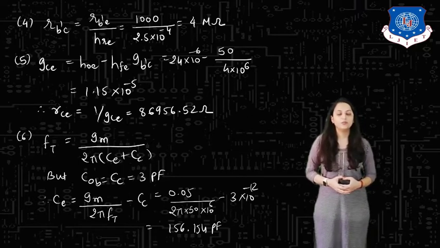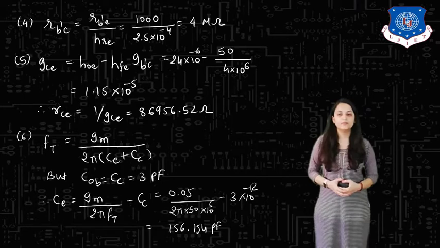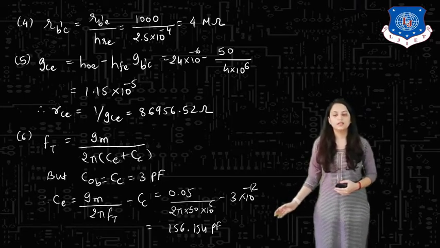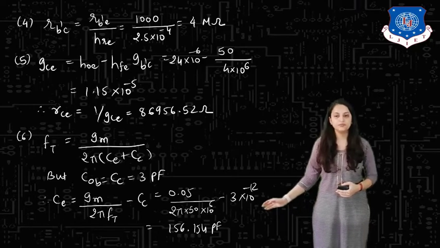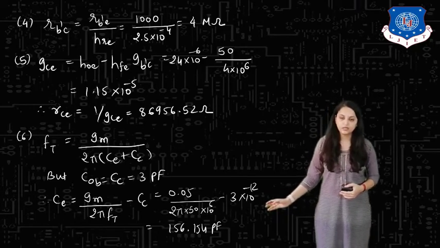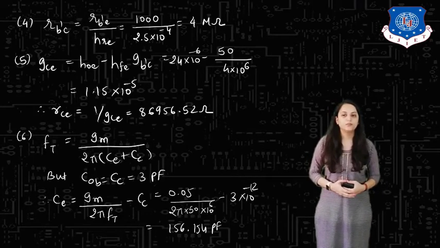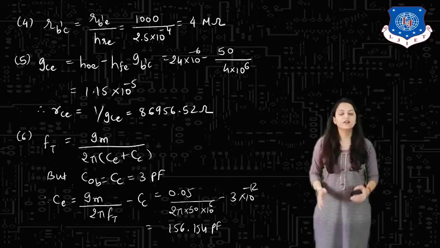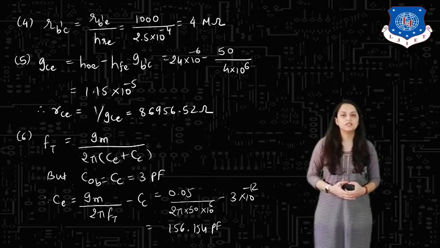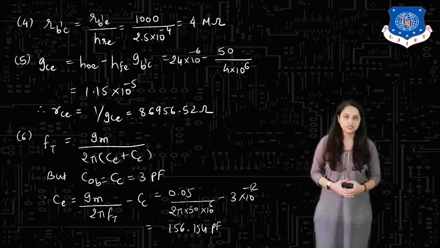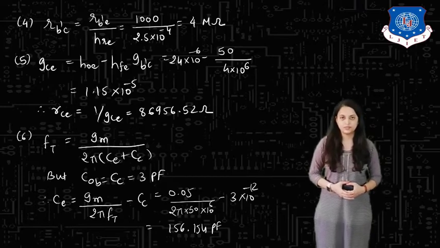Here COB, that is CC, is given as 3 picofarad. So if we want to find CE, that will be equal to GM upon 2 pi FT minus CC. By placing the values we have obtained, we will get CE, the emitter capacitance, equal to 156.154 picofarad. So now all the values are obtained for the hybrid pi transistor model for CE configuration. Okay, so this is how you can solve this kind of examples.